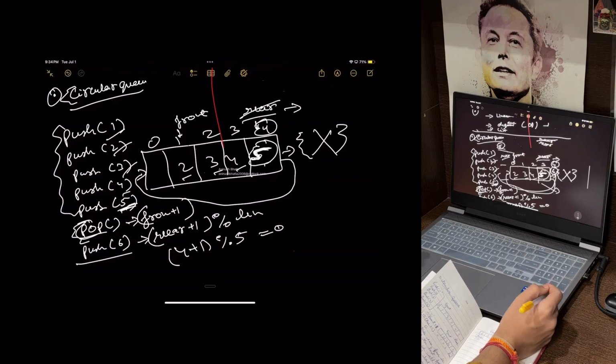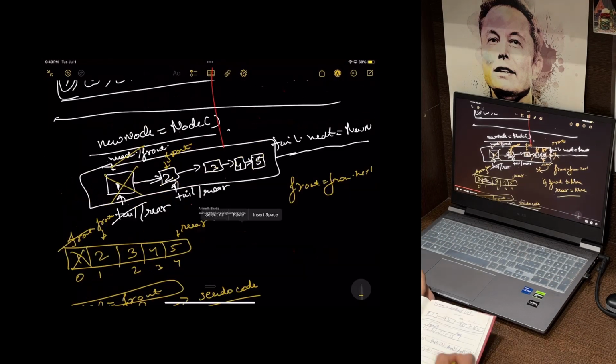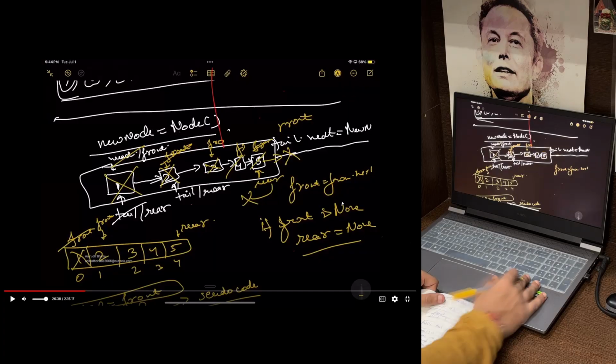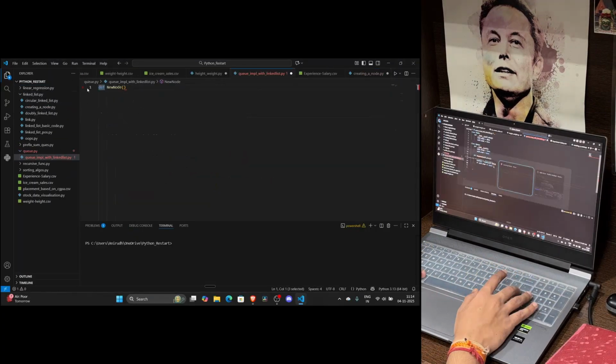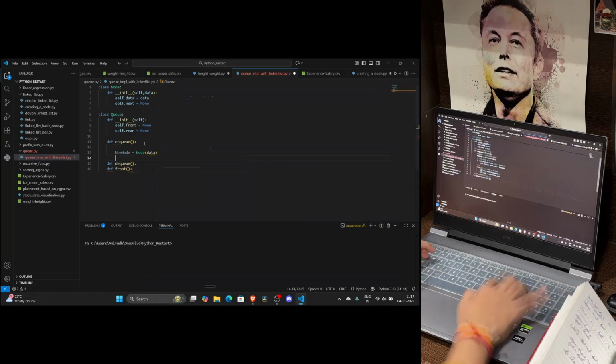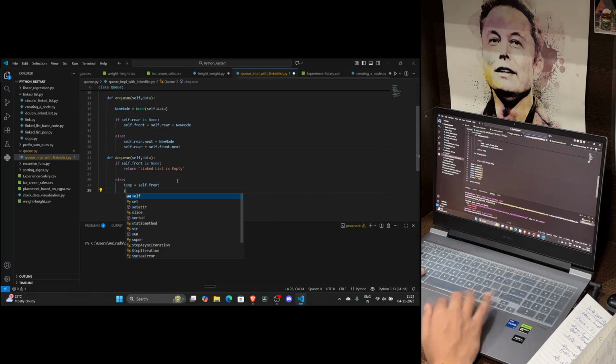I started the day with my data structures and algorithms lecture, and we kicked off a brand new topic, queues. We got familiar with what a queue is and the principle it operates on. It's essentially the opposite of a stack. While a stack is LIFO, last in, first out, a queue is FIFO, first in, first out.